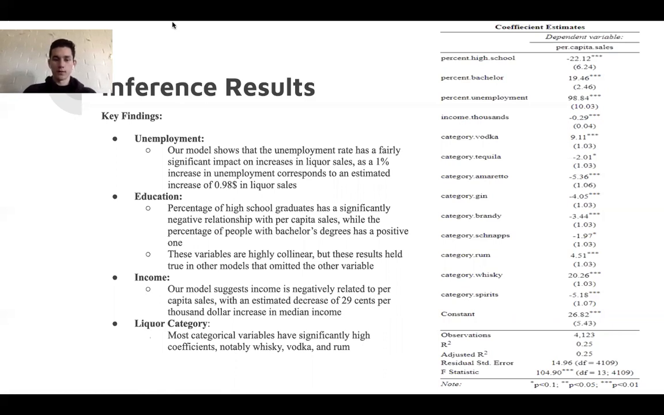We found a negative relationship between income and per capita sales with an estimated decrease of 29 cents per $1,000 increase in median income. And finally, most of our liquor category variables had pretty significant coefficients, notably whiskey, vodka, and rum, which were associated with respective increases of $20, $9, and $4.50 in per capita sales.